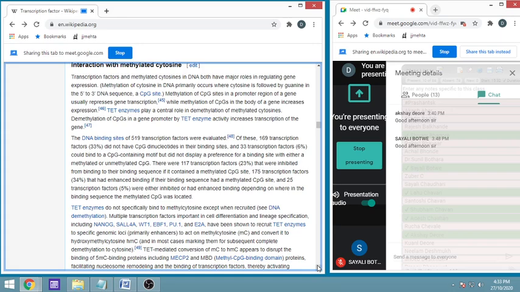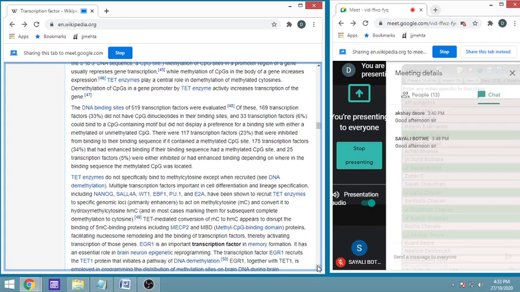This methylation of various sites of the promoter gene usually affects gene transcription, and the methylation is very important. We have seen how methylation plays an important role. There are around 519 transcription factors for the DNA binding sites that were evaluated. Out of that, 169 did not have the CpG dinucleotide in their binding site, which is one of the important features, and 33 transcription factors could bind to this.